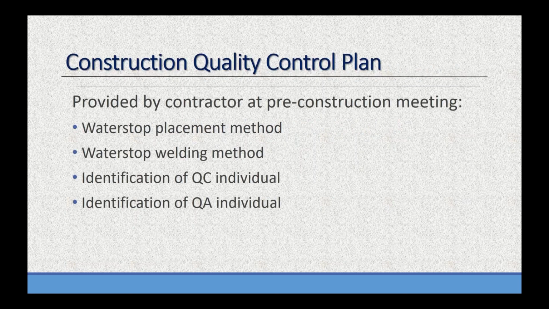So the construction quality control plan is developed by the contractor and delivered at the pre-construction meeting. Basically what that says is the contractor has had an opportunity to review the plans and said, okay, this is how I'm going to do the water stop placement. This is how I'm going to do the water stop welding. And I'm going to identify the quality control person. We'll get to that in the next slide. And we're going to identify the quality assurance person. It forces that contractor to truly look at the plan and say, how am I going to do this? And can I do this? And how can I put decent emphasis on the installation of this water stop?